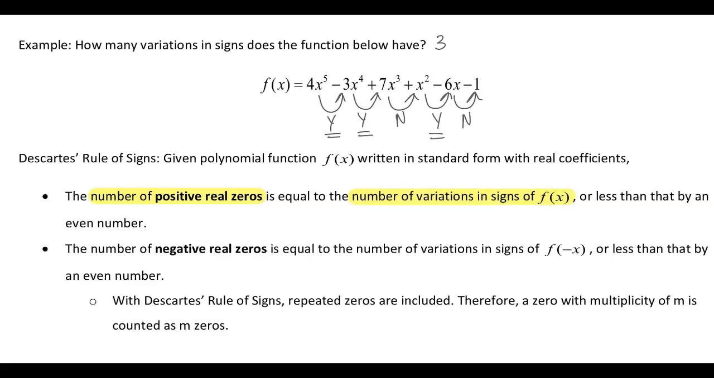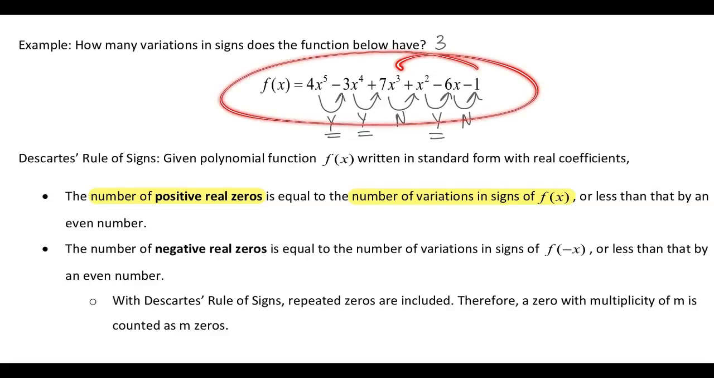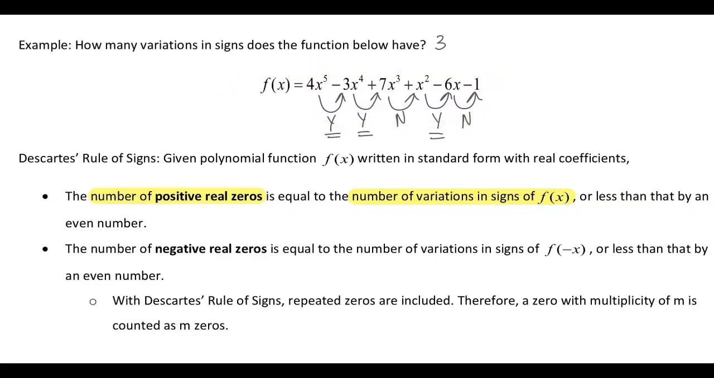So just like we did above, for f of x, if this was asking for the positive real zeros, I would say there's a potential to have 3 positive real zeros. It also says that your positive real zeros can be less than that number as long as you're subtracting any even number. I'm going to show you what that means specifically on the next question.